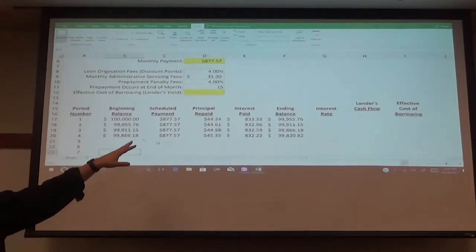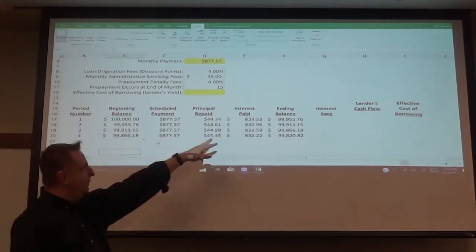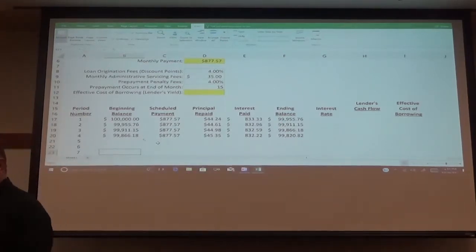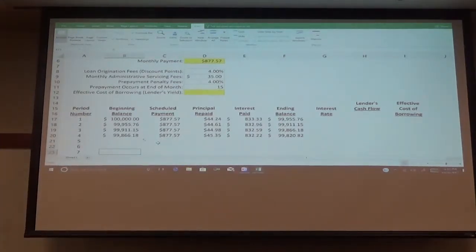So I'm going to give you a couple of minutes to figure out if you aren't matching up completely with what I've got in terms of the numbers for the first 4 months. Do what you need to do. Talk to your neighbors. Can I get a copy?